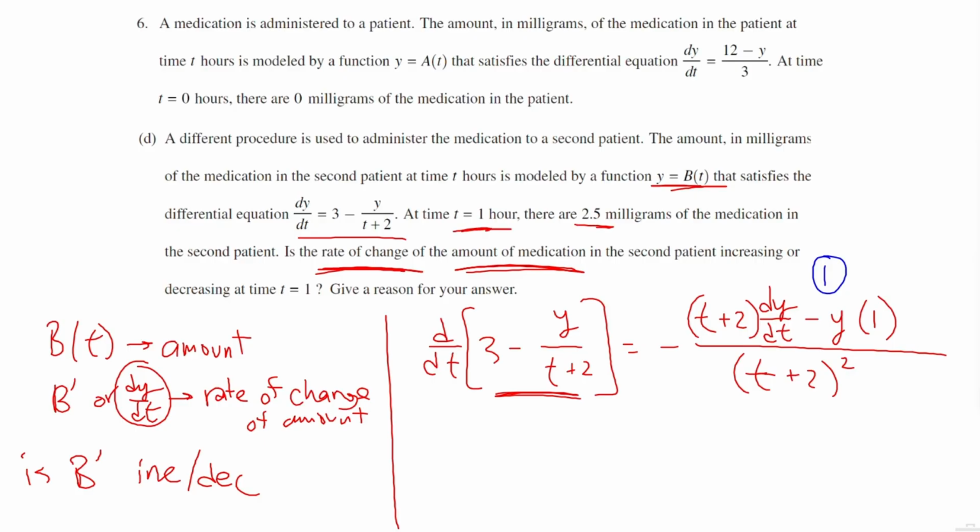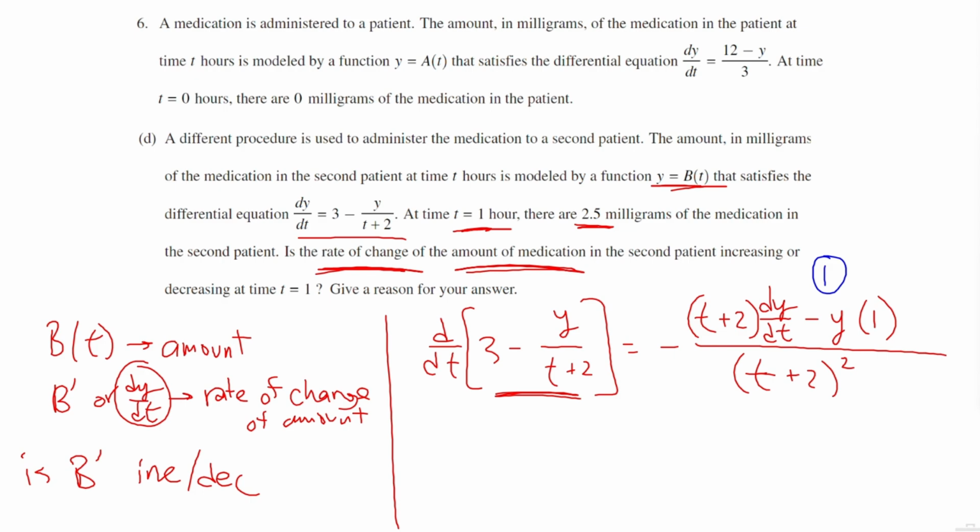So we know that when t is 1, we have 2.5 milligrams of the medication. So when t is 1, y is going to equal 2.5. Well, not y, but the y value is going to equal 2.5 when t is 1. So what we'll do is we'll plug in 1 and 2.5 into this entire thing.